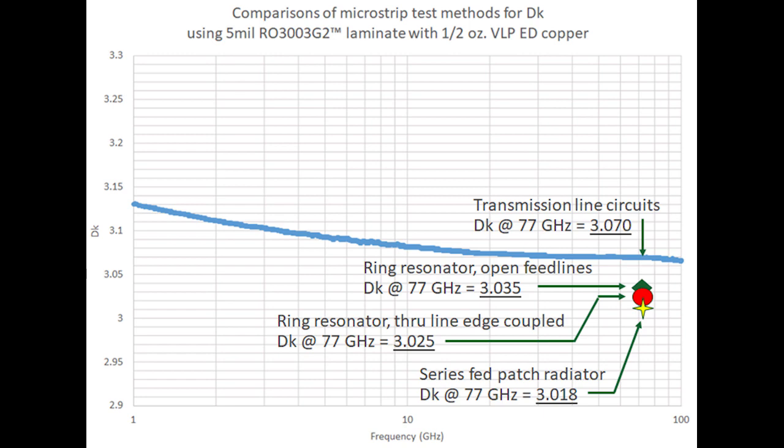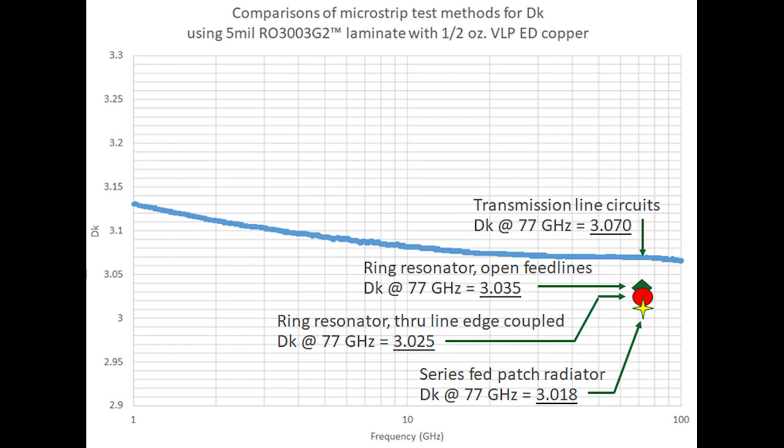Now the first one is the transmission line circuits. That is using the microstrip differential phase length, and that's a very wide band extraction for the dielectric constant. So we're going from about 1 gigahertz out to 100 gigahertz, and at 77 we get a Dk value of 3.07.